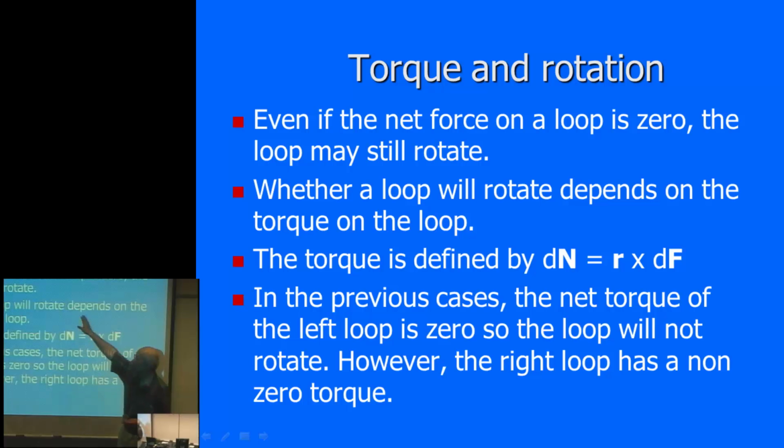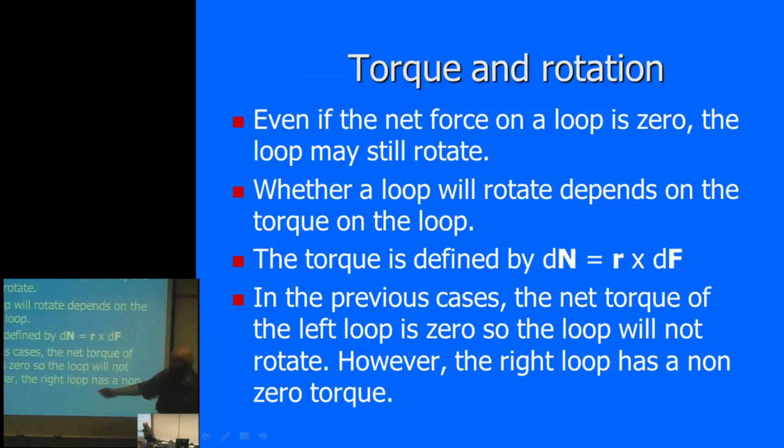Okay, so these two bullets are just telling you that even though the net force is 0 on closed loops, the torque may or may not be 0. So that's the lesson. Now of course if you do the calculations, you will find that the torque is 0 for one and not 0 for the other.